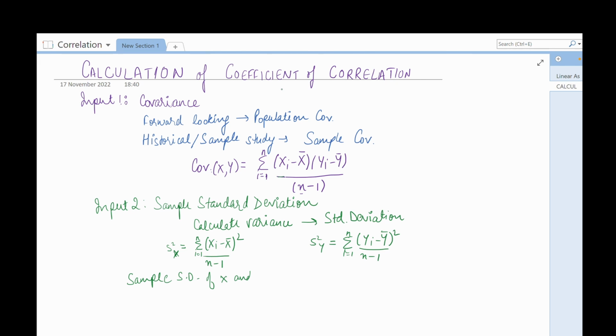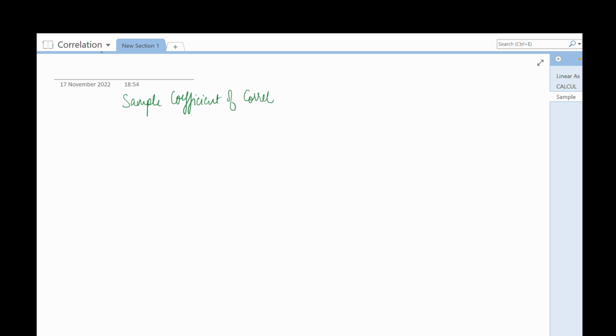So the sample standard deviation of x, denoted by Sx, is equal to the root of the variance of x. Similarly, the standard deviation of y is equal to the root of the variance of y. The sample correlation coefficient is denoted by small r, which is equal to the covariance of x and y upon the standard deviation of x into the standard deviation of y.